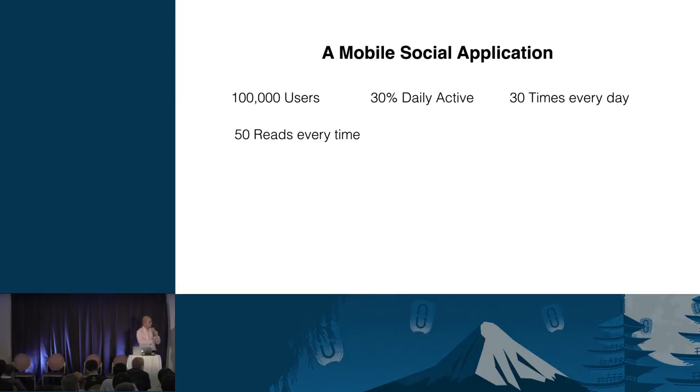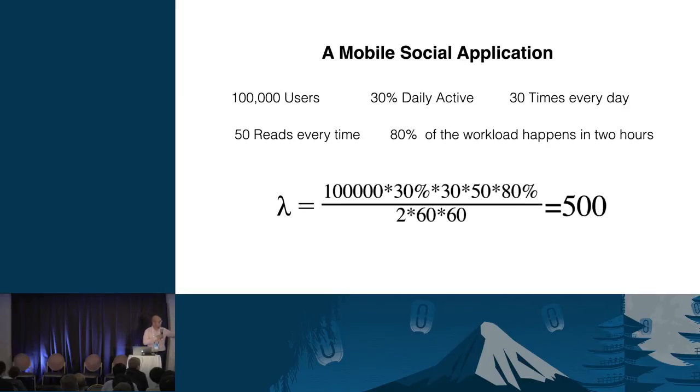It will perform 5 reads every time the user uses this app. We can think of pulling images from Facebook or Twitter. And 80% of the workload happens in 2 hours, maybe when you go to work or have lunch. So we can get the number. The average workload is 200 requests per second to the object storage system for the images supporting this mobile social application.